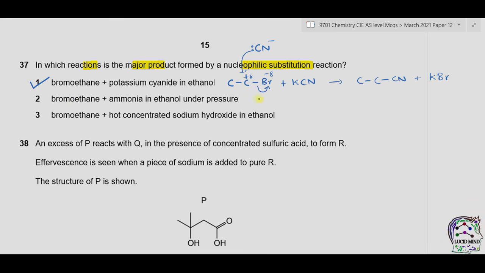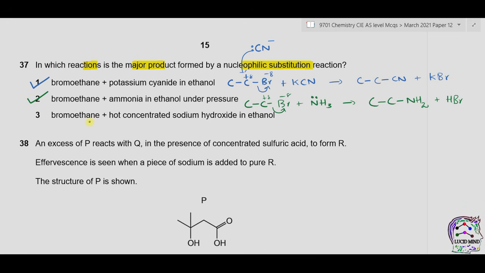Again, in the second we have bromoethane, 2 carbon atoms and bromine, plus ammonia. We have ethanolic ammonia. Now ammonia is also a nucleophile as it has a lone pair of electrons. It will provide its lone pair to the partial positive carbon atom, and this bond will be broken. So the product formed has 2 carbon atoms, then we have NH2, and HBr is lost. Again we can see that this is nucleophilic substitution as Br is substituted by NH2. So option 2 is also correct.